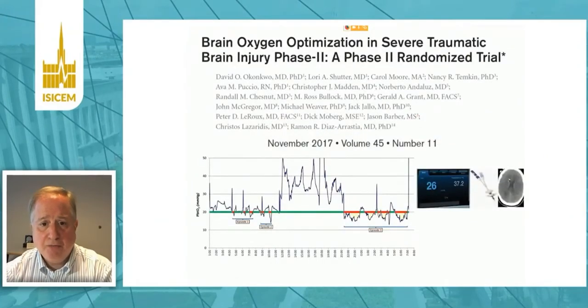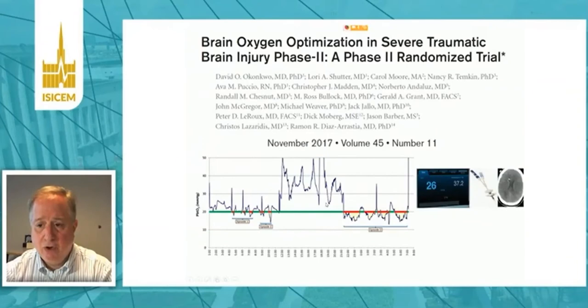This is based in large part on the BOOST study. This is the BOOST 2 trial, which was published a few years ago, in which we're trying to keep the brain tissue oxygen in this 20 and above range and not letting it go below.